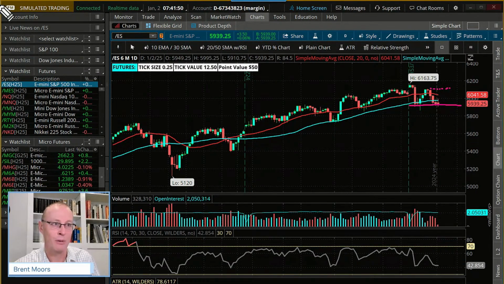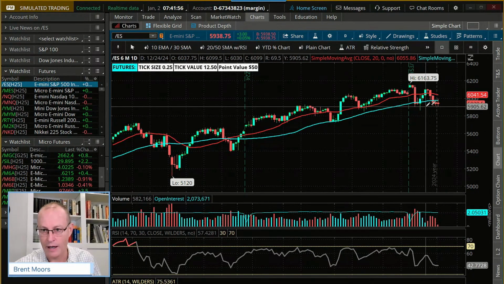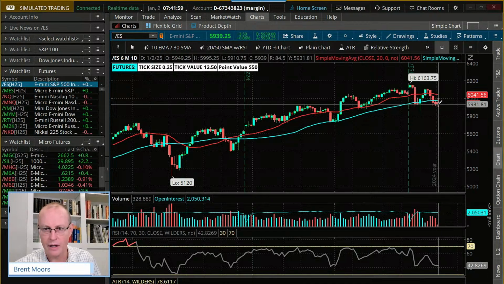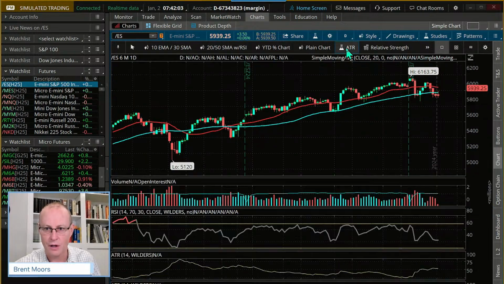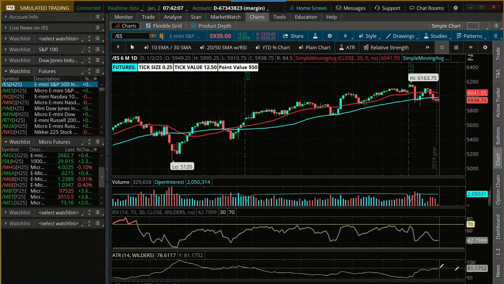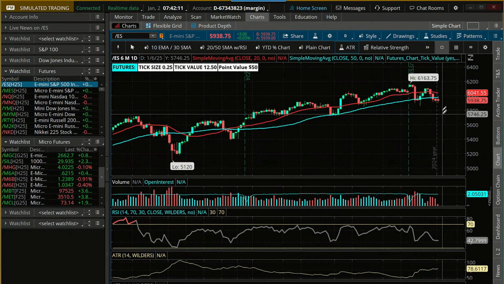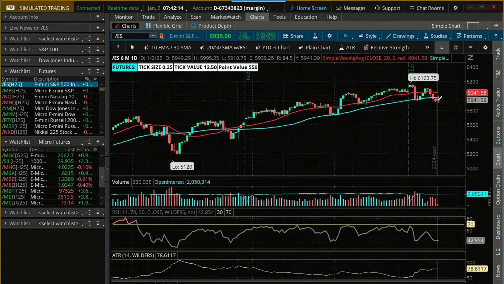Now remember, stops don't guarantee we're going to get out at that price, but we're going to put that in anyway here. I'm going to go from the low, and I'm going to go an ATR below the low price. Let me just pull up an ATR here. ATR right now is about 78 points.